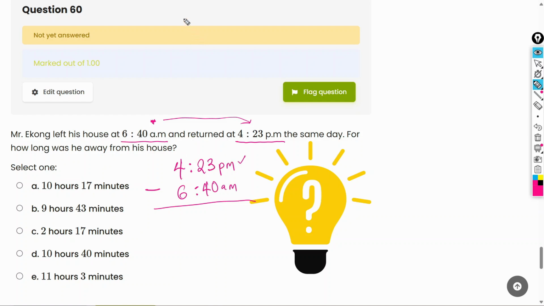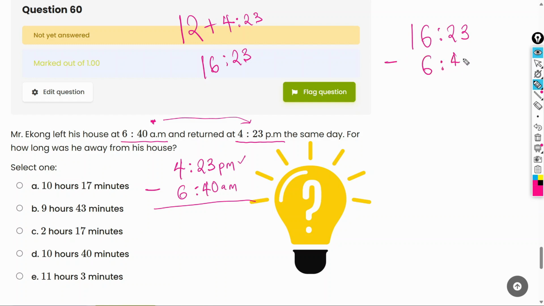So you recall that once your clock hits 12, instead of counting 13, it goes back to count from 1 again. So it means that after 12 noon, it has been 4 hours, 23 minutes. So if we add that together, 12 plus 4, 2 plus 4 is 6. So that's 16 hours, 23 minutes. So we are actually subtracting 16 hours, 23 minutes minus 6 hours, 40 minutes.